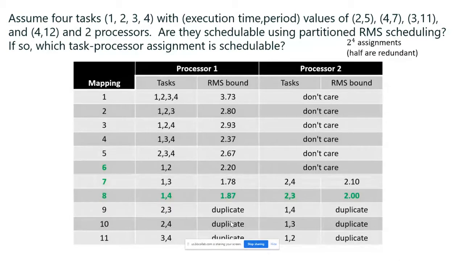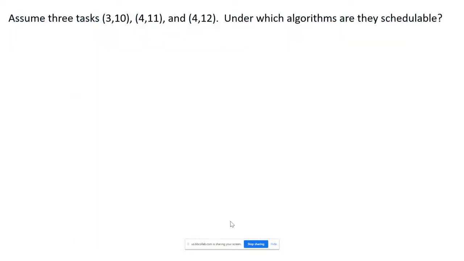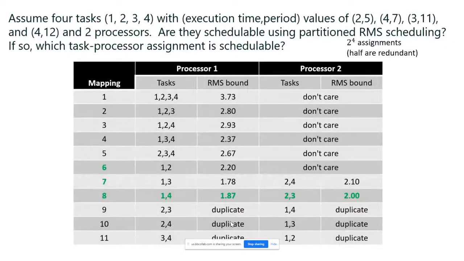So what is the point of this? Well, the point is that in order to do partitioned scheduling, you pretty much have to fully enumerate all the ways to map tasks to processors and then evaluate your schedulability test, which is no fun at all. But that's the problem with partitioned scheduling. Anyway, the answer there is yes. It is possible, and I can guarantee that 1 and 4 on one processor and 2 and 3 on the other processor will work out.